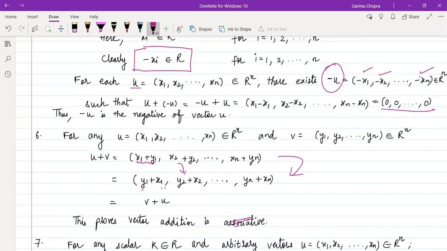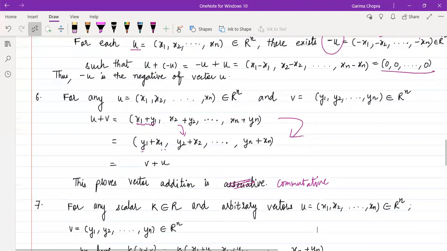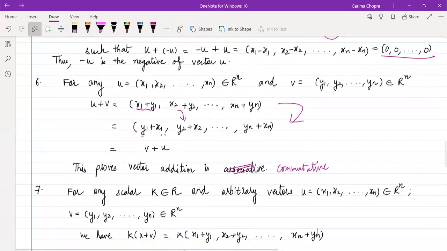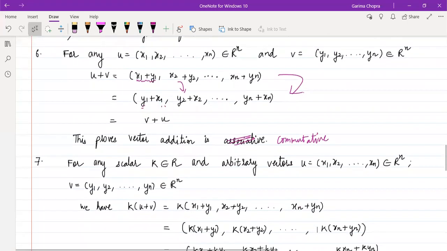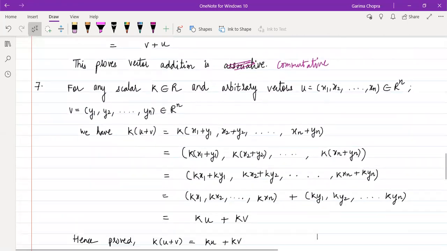And this proves that vector addition is commutative. Associative, we have already proved. So here we have proved that it is commutative. So we have verified all the properties which we have for vector addition. Now let us check the last four properties in which scalar multiplication is also involved.